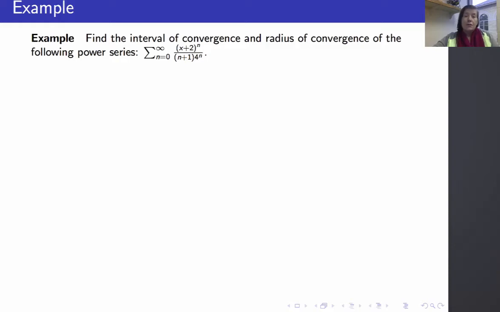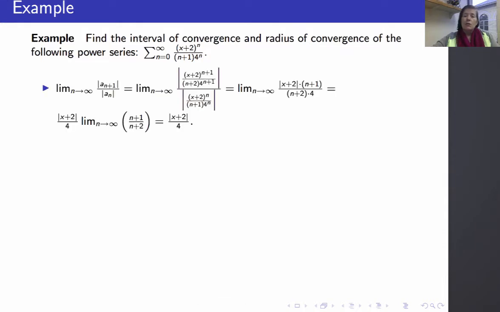Okay, let's try to figure out the interval of convergence and the radius of convergence of the following power series, which is centered at -2. So x minus a equals x plus 2 here, so a must equal -2. And we use the ratio test, taking the limit as n goes to infinity of the absolute value of a_(n+1) over the absolute value of a_n.